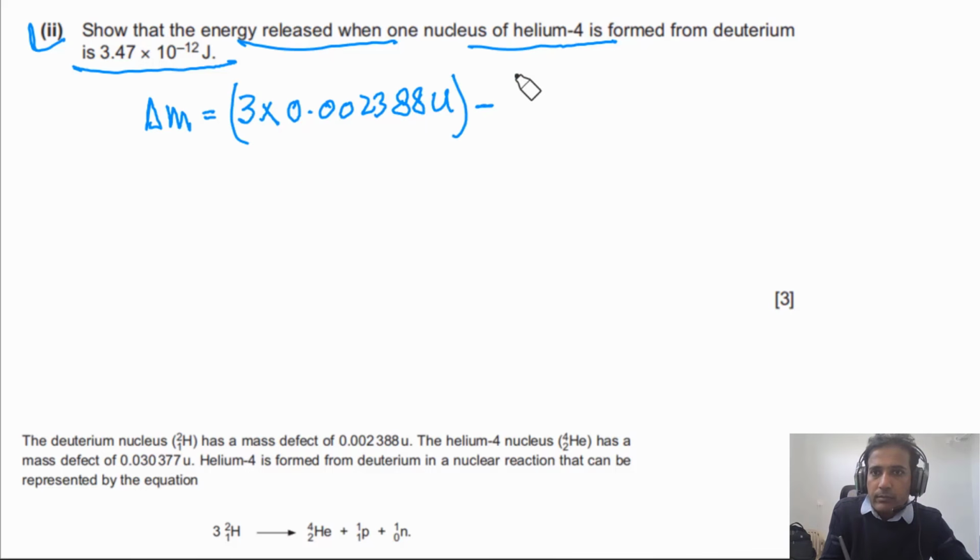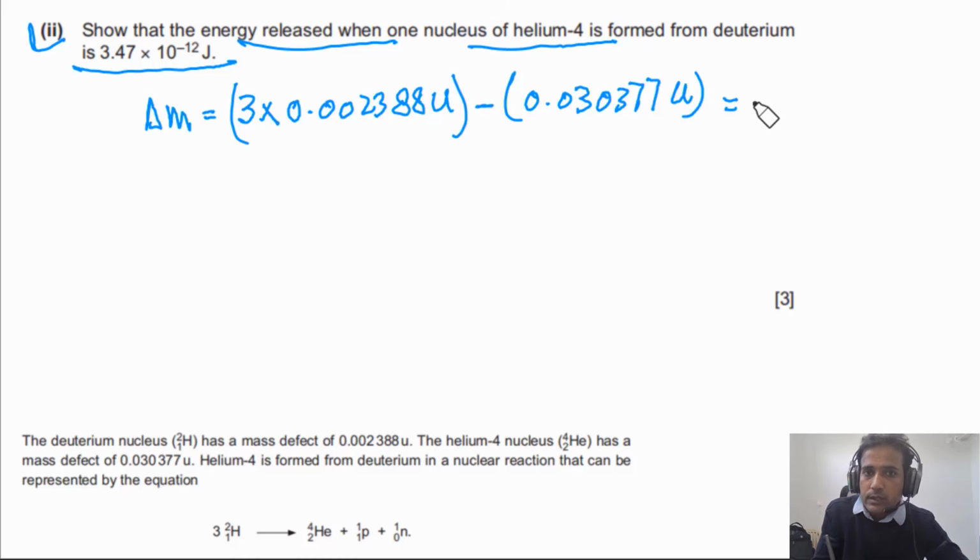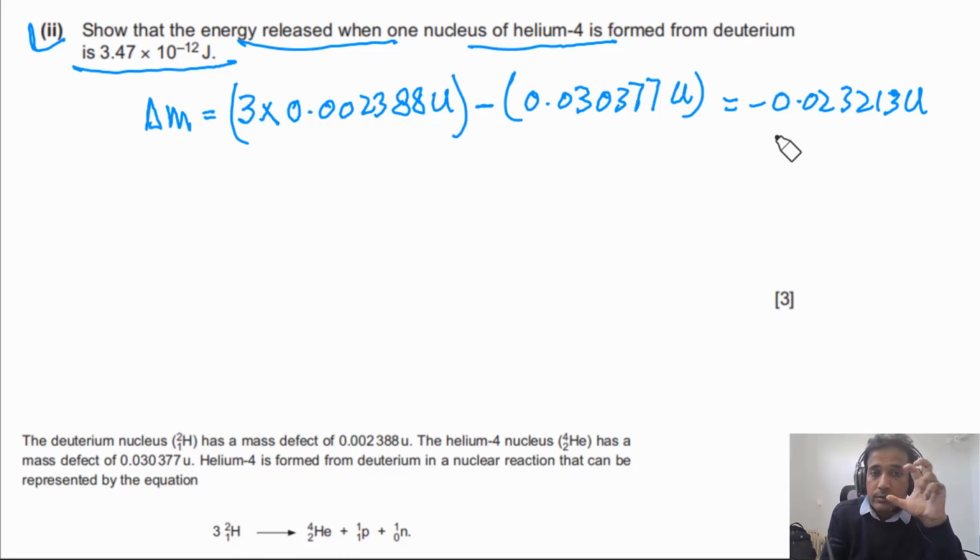And for the helium we have the mass defect that was given in the last part, 0.03037 U. If we solve this, we will get 0.0232130 U. So we got the negative. It means the mass defect in helium is greater than deuterium, so energy will be released. How can we calculate the energy released? Energy released, E, will be equal to delta M times C squared.